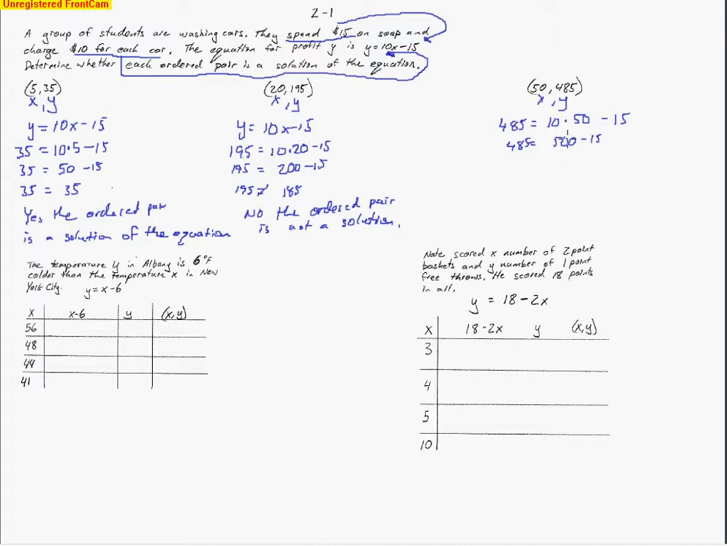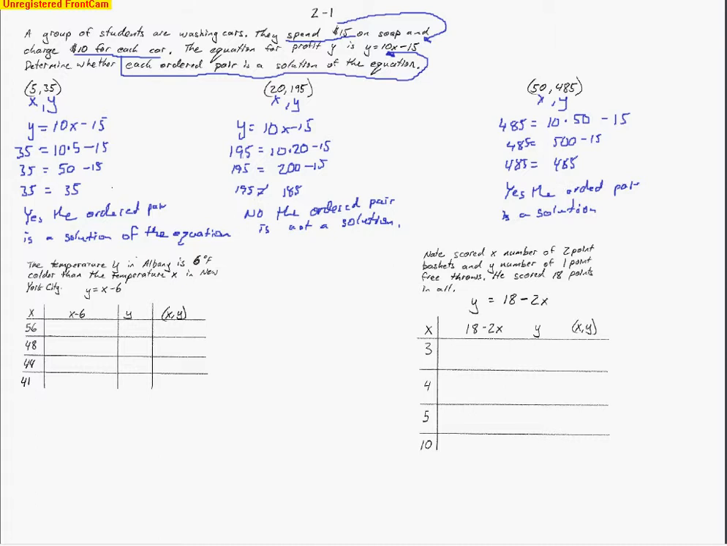So we go ahead and do that same work. We have 500 minus 15 is 485. And sure enough, since those two numbers are equal, we would say yes, the ordered pair is a solution.